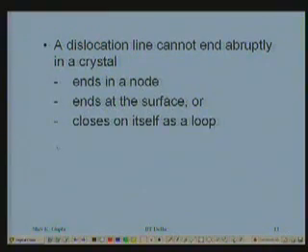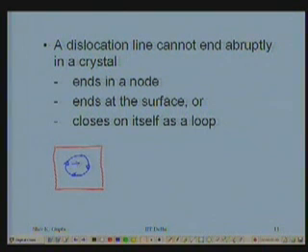Or a dislocation can close on itself as a loop. Suppose this is the slip plane. In this slip plane, I could have a dislocation line like this. You can choose the T vector, whichever you take, clockwise or anti-clockwise, whatever you want. And then work out the B vector. You will see some places will be edge, some places screw, otherwise it will be mixed dislocation.